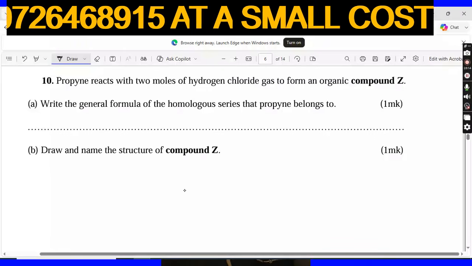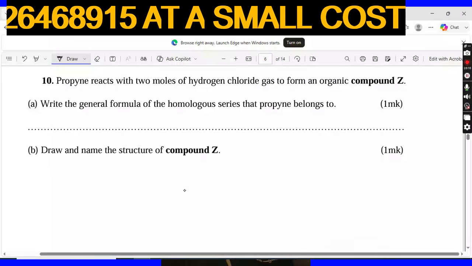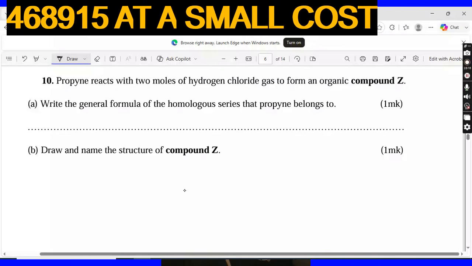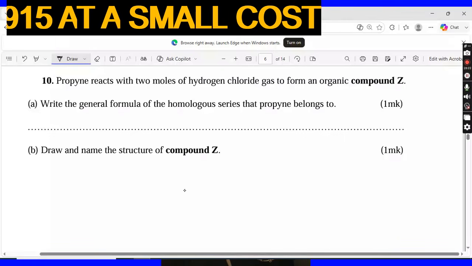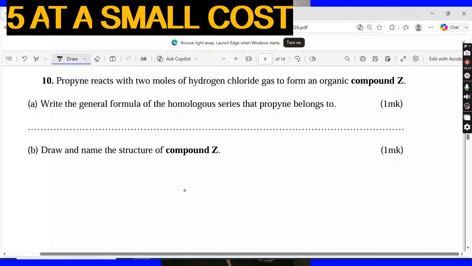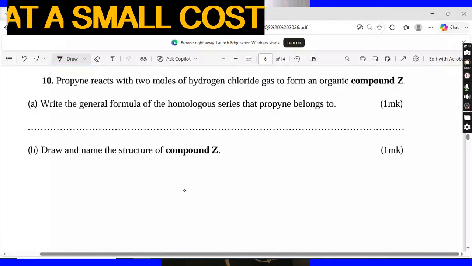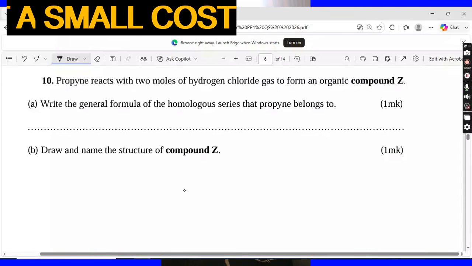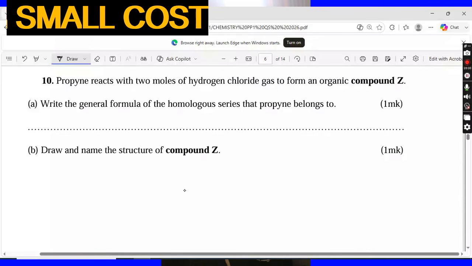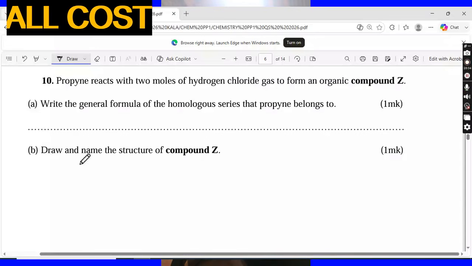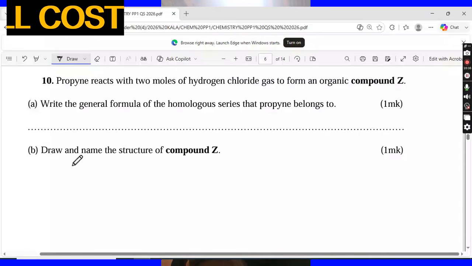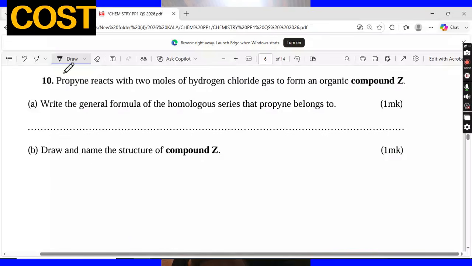Propyne reacts with 2 moles of hydrogen chloride gas to form an organic compound Z. Write the general formula for the homologous series that propyne belongs to. Draw and name the structure of compound Z.